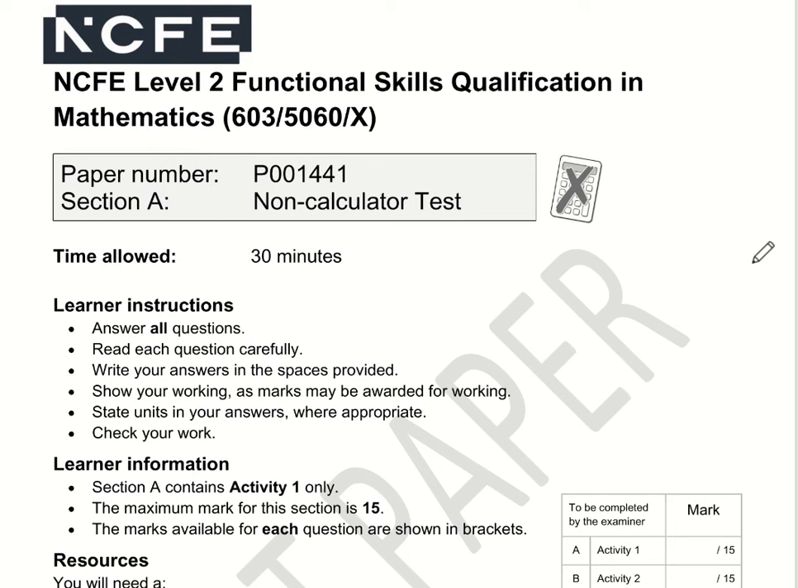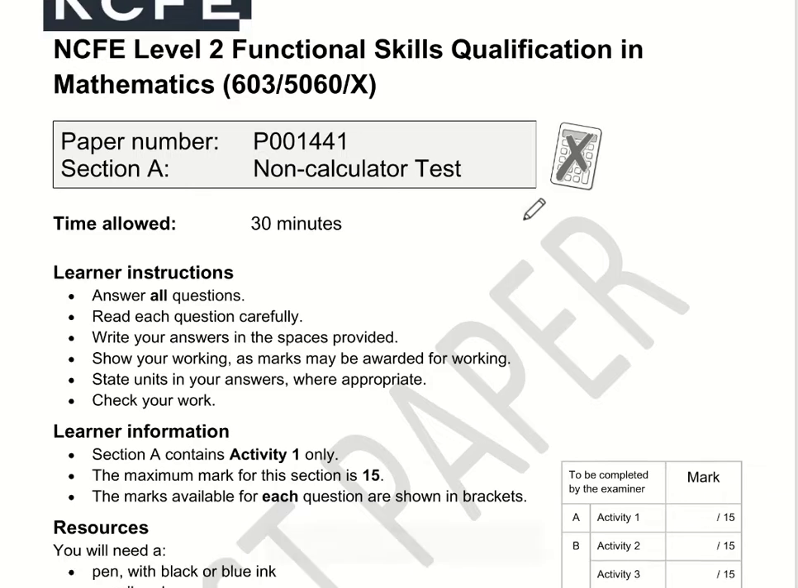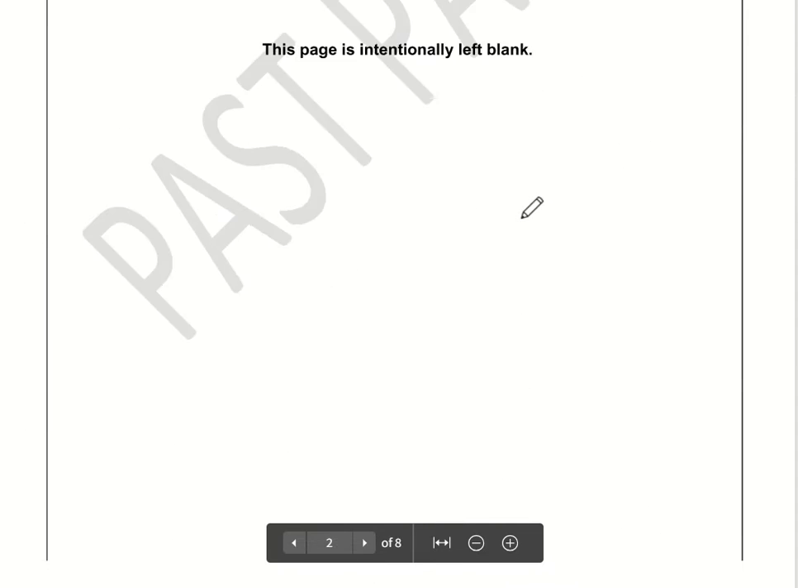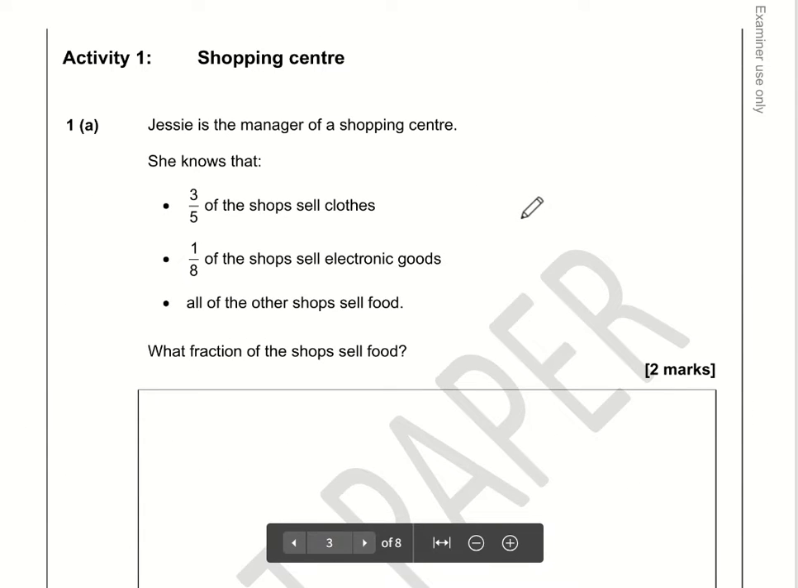Here are the video solutions for NCFE Level 2 Functional Skills Maths. This is Section A, which is the non-calculator test from one of the past papers on their website. Right, so let's go straight in there to question 1A.